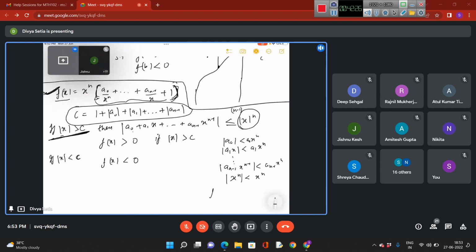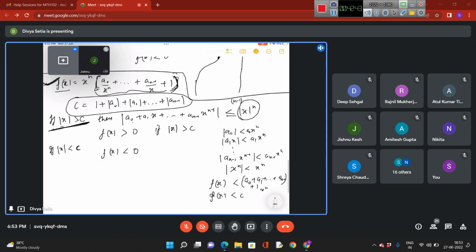And now you are just adding up all the terms. This will give you your function f will be less than a0 plus a1 plus an minus 1 plus 1 x raised to power n, right? Your functional value is less than this cx raised to power n. And now your function is, oh, this is your second case.